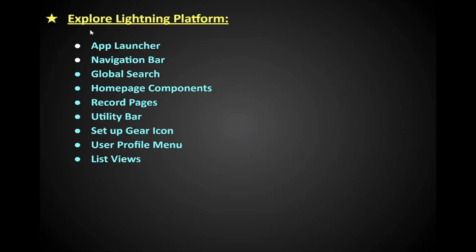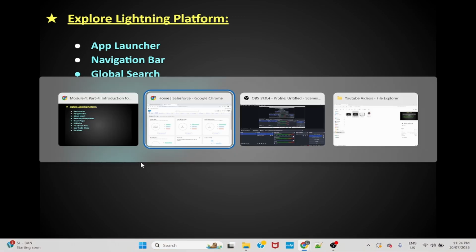Next point is explore the Lightning platform. Here you can see we have a few important tools inside the org through which we can start our journey and start development and customizations. So let's explore those. Here you can see a few tools: app launcher, navigation bar, global search, homepage component, record pages, setup icon, user profile menu, list views. So let's see what these are.